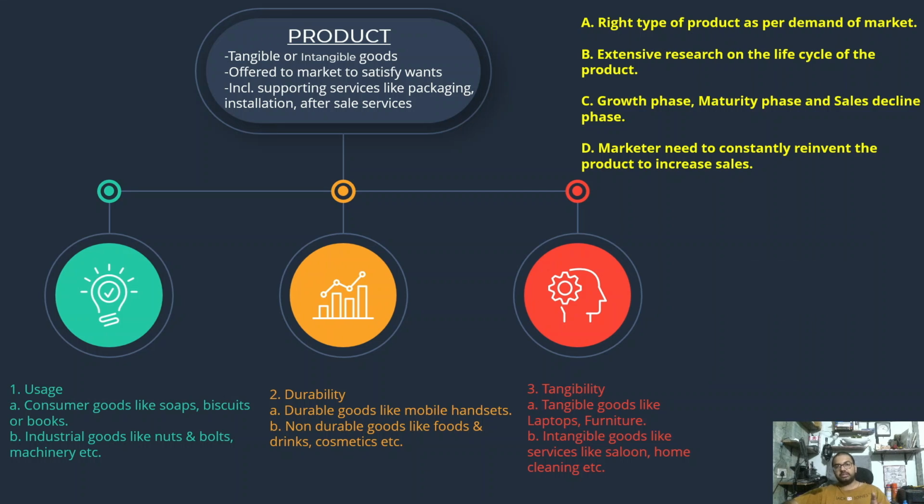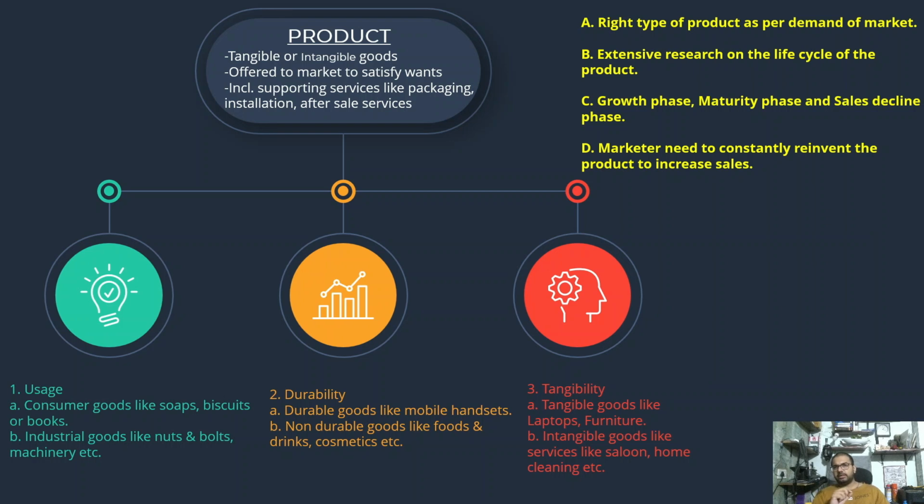So these services cannot be seen. They can only be felt. So when we talk about the product in a marketing mix, what is the essentiality behind the product element? First and foremost, as a good marketer, you should know your market and you should know the demand of the market. So the right type of product should be provided to the market.